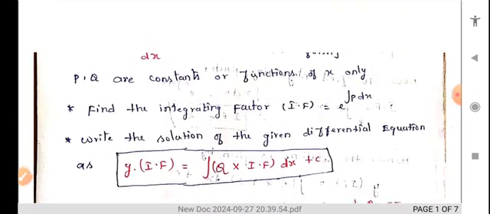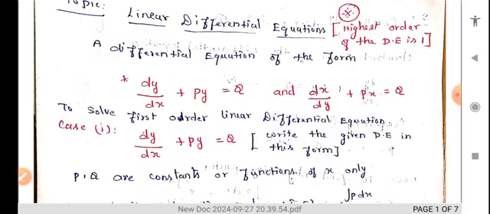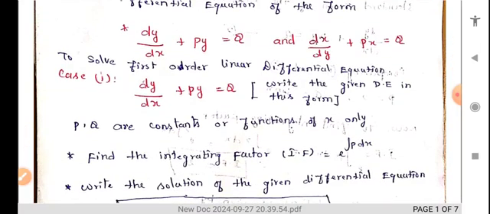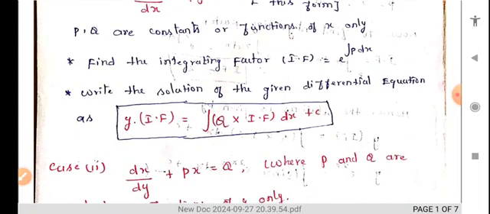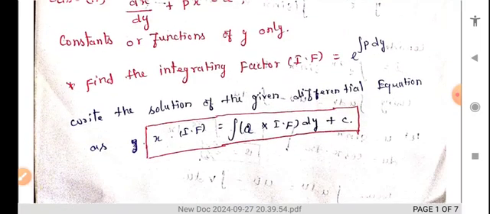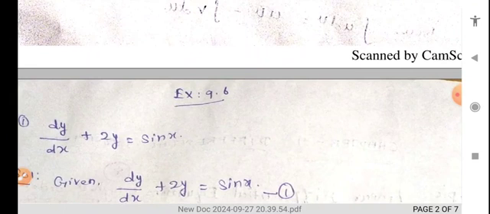So the sum will be in one of these forms: first, dy by dx plus py equal to q, and dx by dy plus px equal to q. The given sum is either one of these forms. We have to solve the linear differential equation using these steps only. Okay, right? Now, based on this standard form, we are going to see the sums in exercise 9.6. Okay, so first sum, see this.